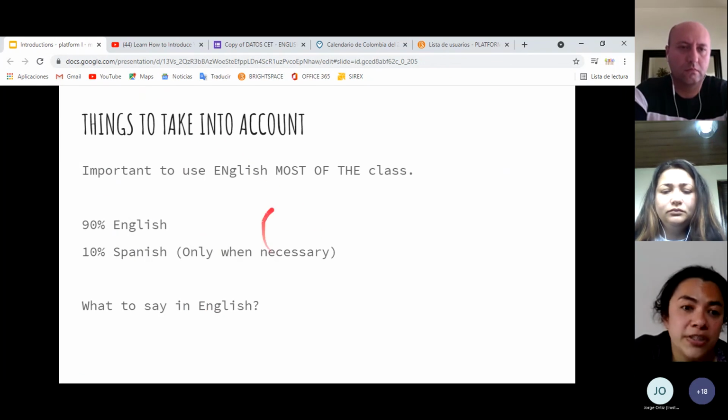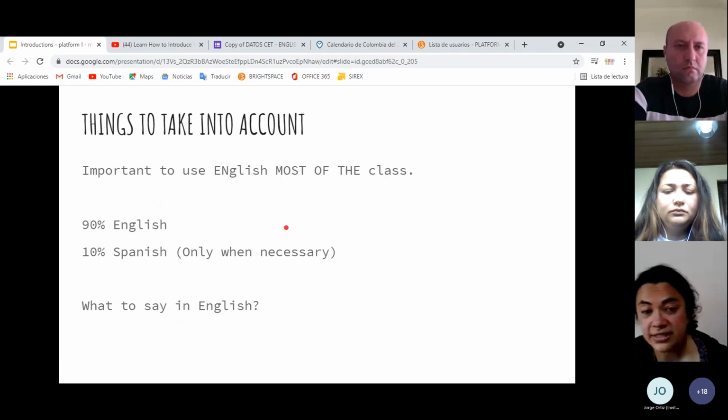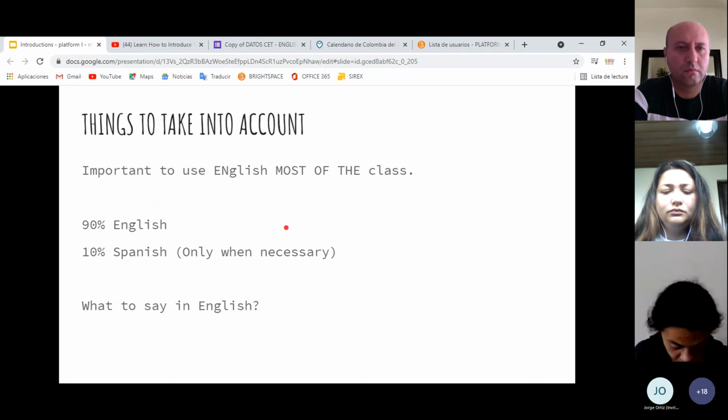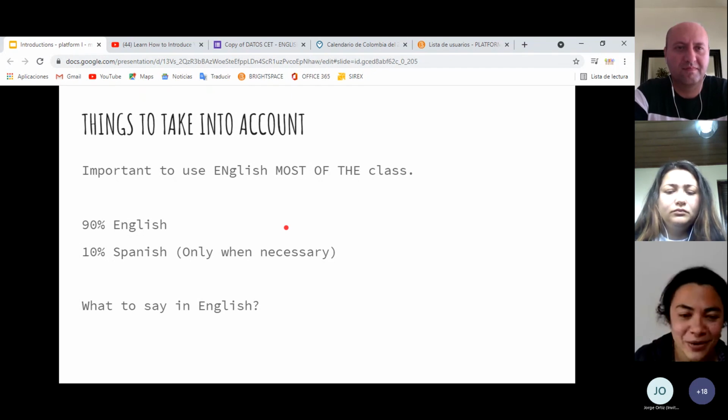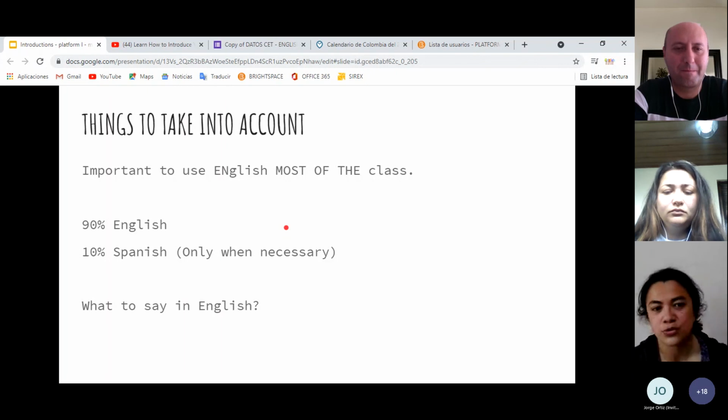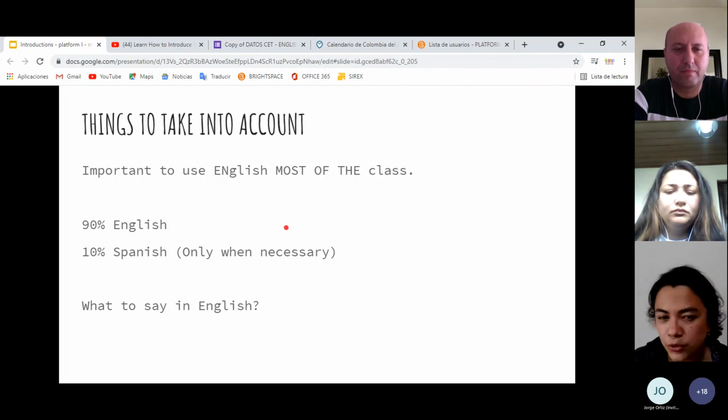That's it, guys. Something important that I consider important for this class is to use English most of our time. It is important to use English most of our time, even though sometimes we have the temptation to use Spanish. Let's reduce Spanish to only when it is necessary, like extreme situations when it's impossible to understand something or to say something, or maybe there is something going on and you don't know how to say it in English. Just use Spanish there.